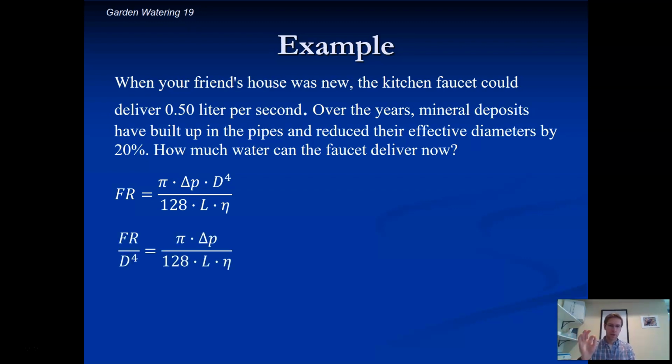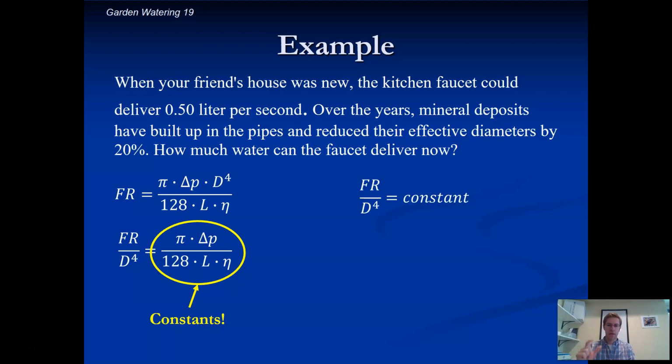So we can put the things that are changing together on one side. So I divide both sides by d to the 4th. So now I have flow rate over d to the 4th equals all of this stuff that we're saying are constants in this exact problem. They're not always constant, but in this problem they are. So the flow rate over the diameter to the 4th power equals things that are not changing. So since that ratio, the flow rate over the diameter to the 4th, is a constant, we can say that our initial flow rate over our initial diameter to the 4th equals our final flow rate over our final diameter to the 4th.